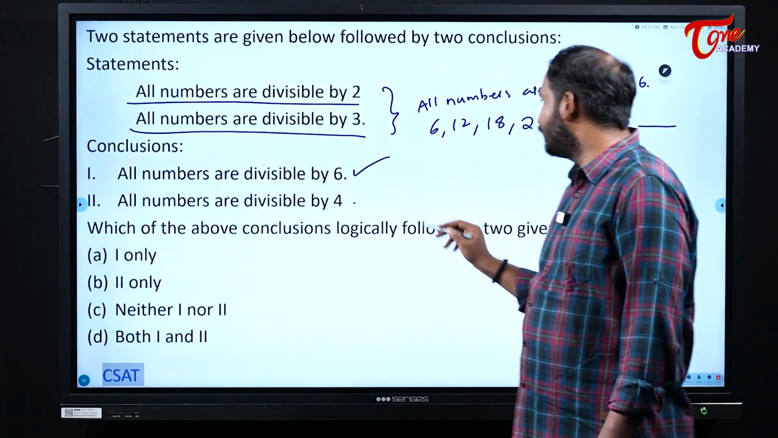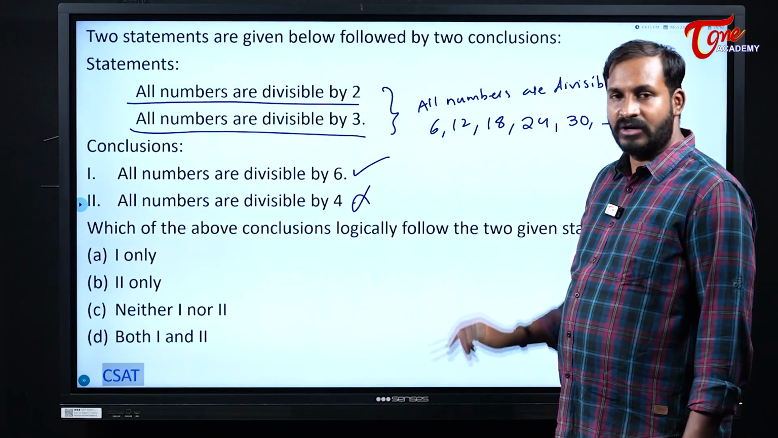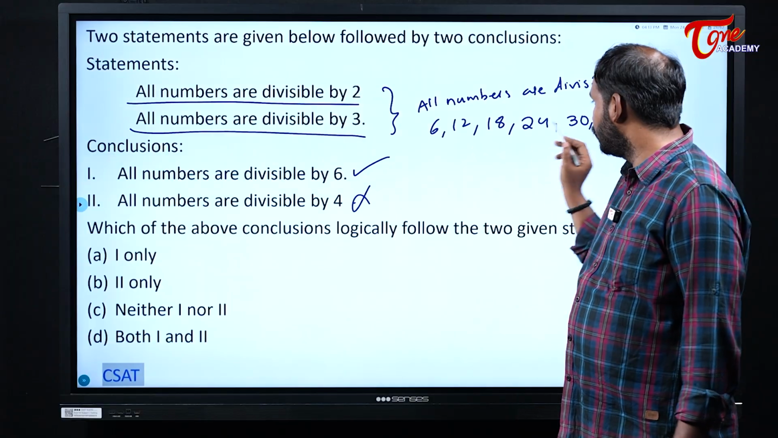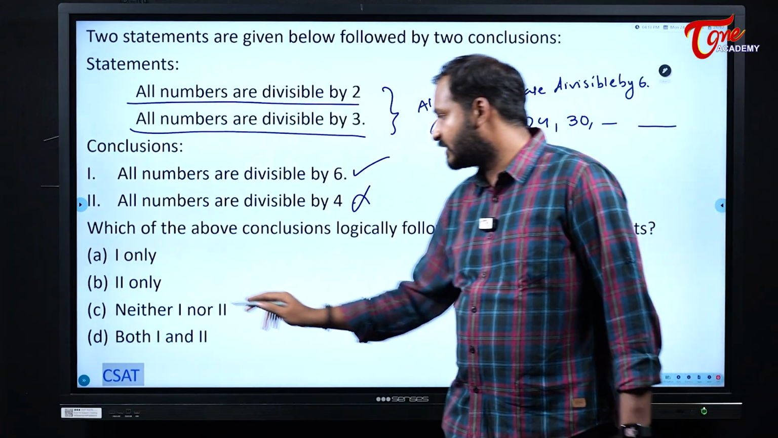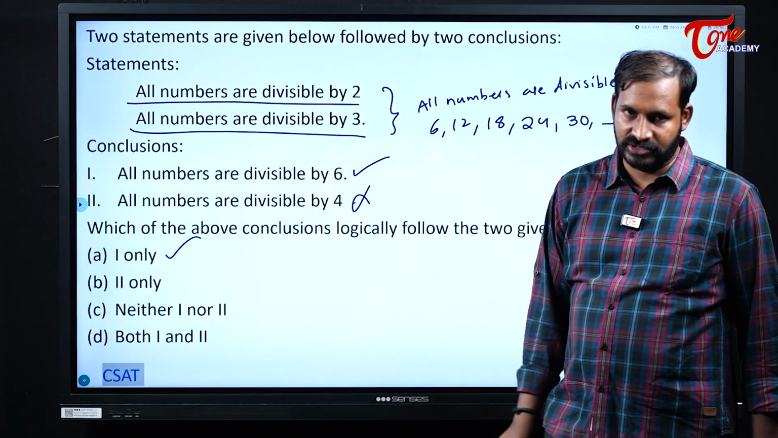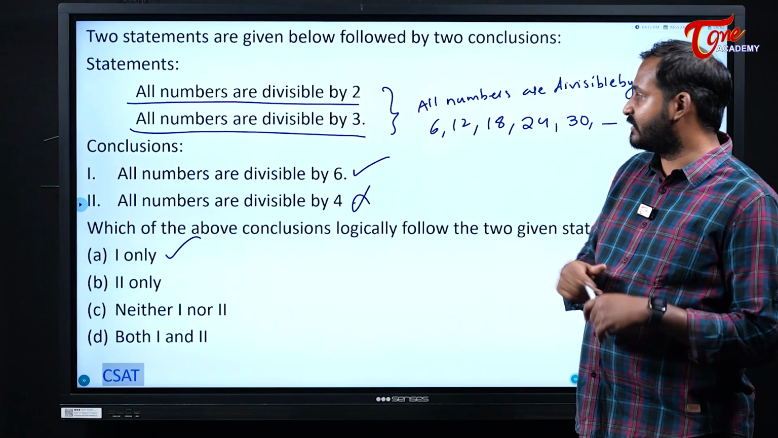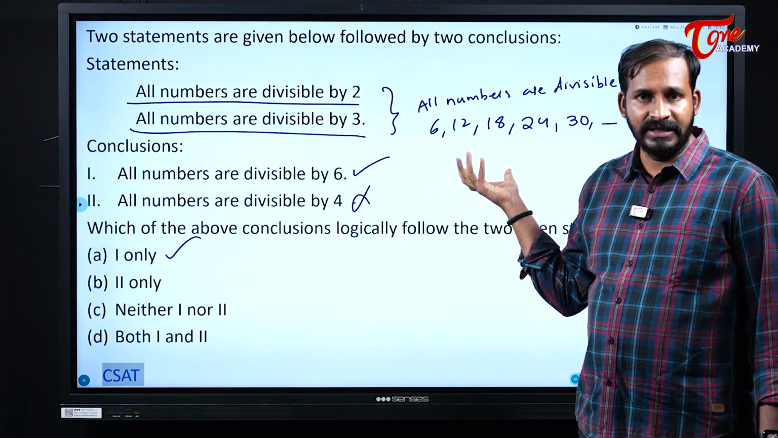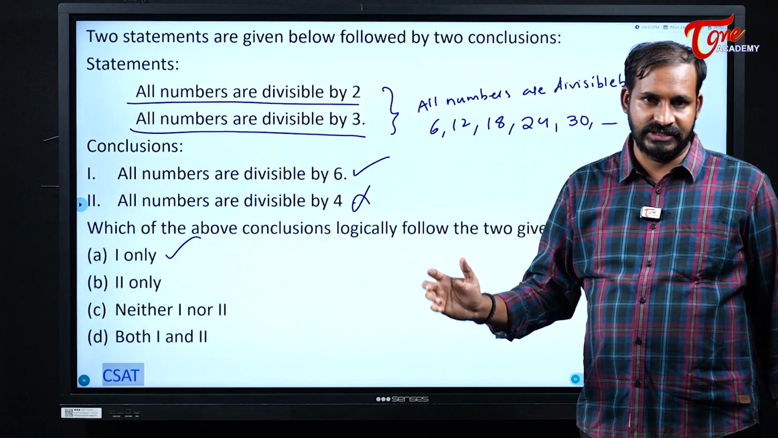All numbers are divisible by 4. Are all these numbers divisible by 4? No. Why? Because 6 is not divisible by 4, 18 is not divisible by 4, 30 is not divisible by 4. So, here, which of the following conclusions follows logically means only one follows logically. Okay, understood? By combining these statements, first of all I have written the number set, our required number set, and on this I applied the conclusions.